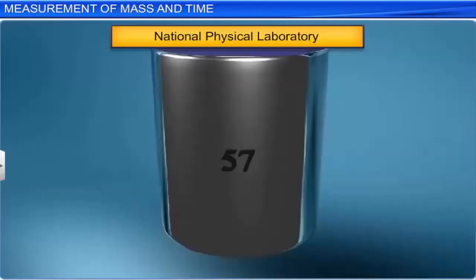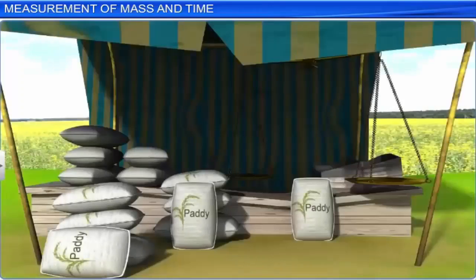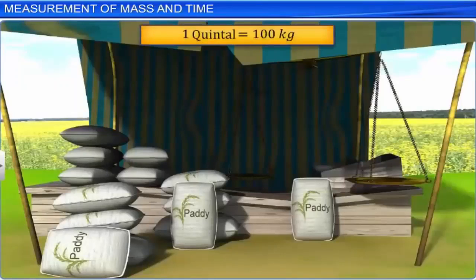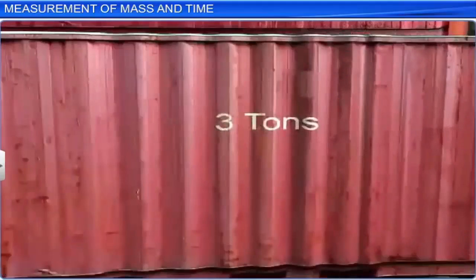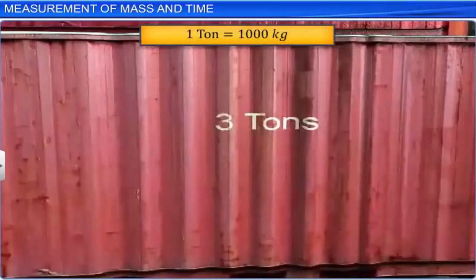If the magnitude of the mass of the object to be measured is much higher than the kilogram, say, for example, the mass of a paddy bag, units like quintal, which is equivalent to 100 kilograms, are considered. Another higher unit is the ton, which is equivalent to 1000 kilograms. Masses of cargo containers are expressed in tons.